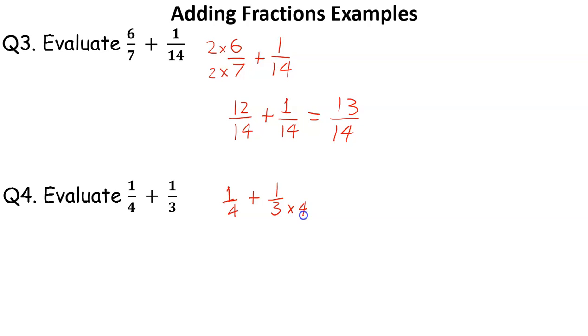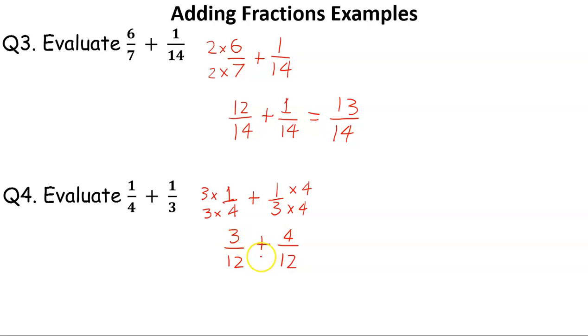So to convert 3 into 12, I need to multiply it by 4, which means I must multiply my numerator by 4. If I want to change 4 into 12, I need to multiply that by 3, which means I need to multiply that by 3. So I end up with 3 over 12 plus 1 times 4 is 4 over 3 times 4 is 12.